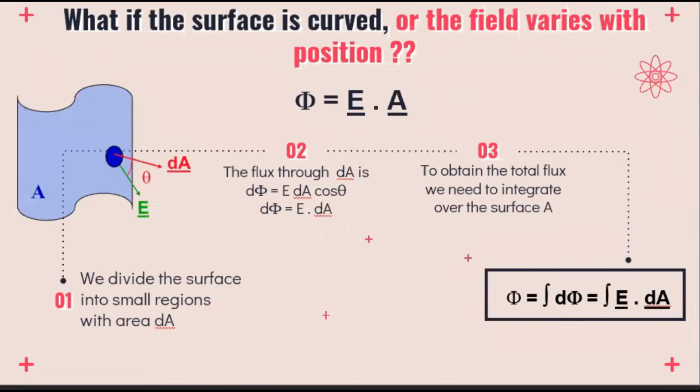Okay? So what if our surface is curved, or the field varies with position? So paano kung nagbabago daw yung electric field natin, depende kung saang posisyon siya sa isang curved surface. Okay, based from our discussion, we know that electric flux is equal to the dot product of the electric field vector and area vector. So, para makuha natin yung total electric flux on a varying position, we have to divide the surface area into small regions.